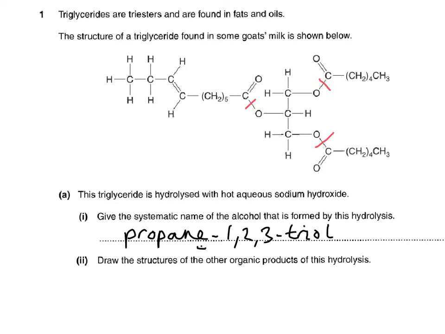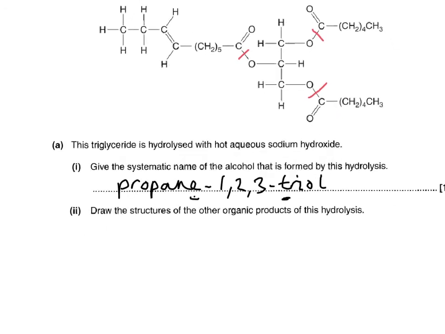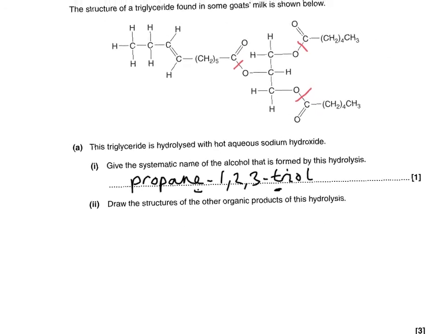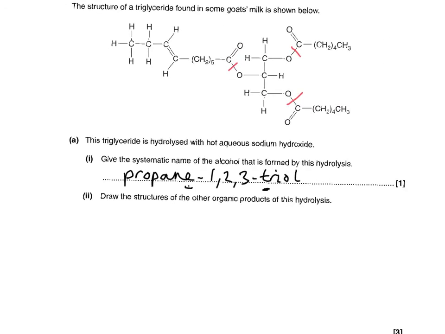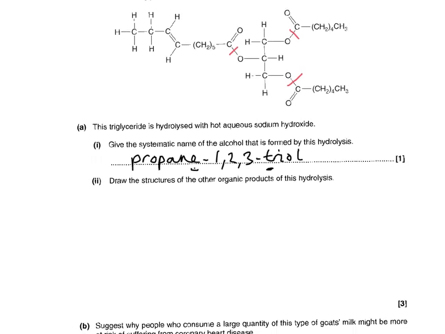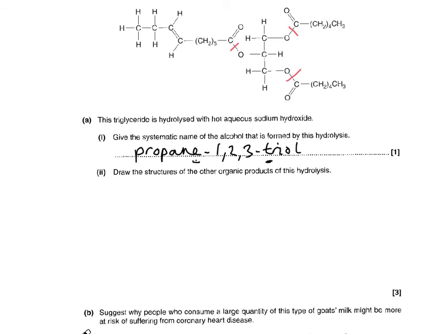You'll get the mark with or without the E, but if the next letter is a consonant, you should include the E on the propane. So next, we need to draw the structures of the other products that we produce.